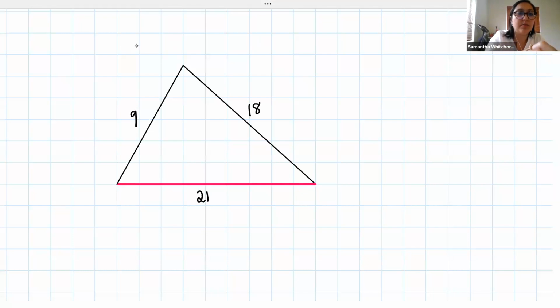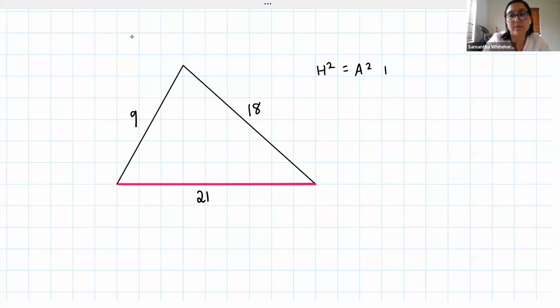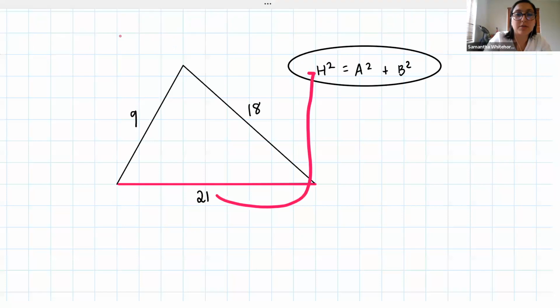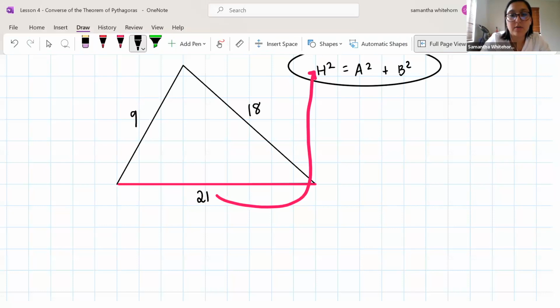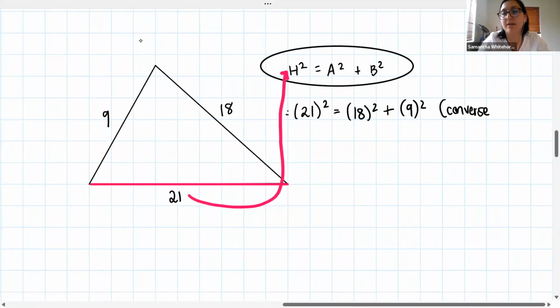Alrighty, so remember, hypotenuse squared is equal to a squared plus b squared. That's what we're working on here. We now need to substitute in. The longest side always substitutes in place of the h squared, or the hypotenuse squared. Right, so we've got 21 squared is equal to 18 squared plus 9 squared, and we give our reason: converse Pythag.